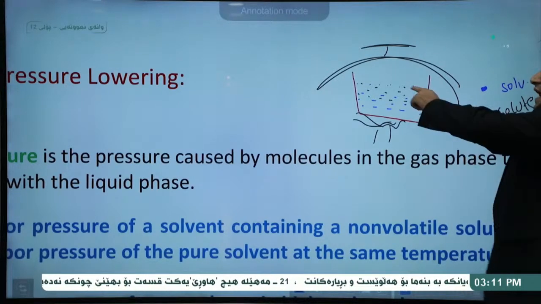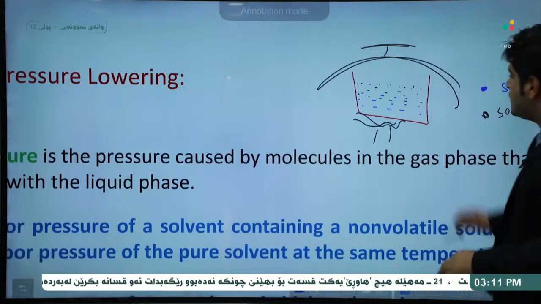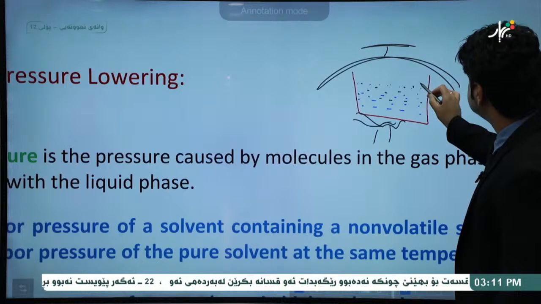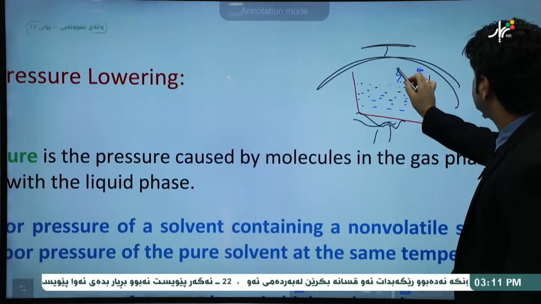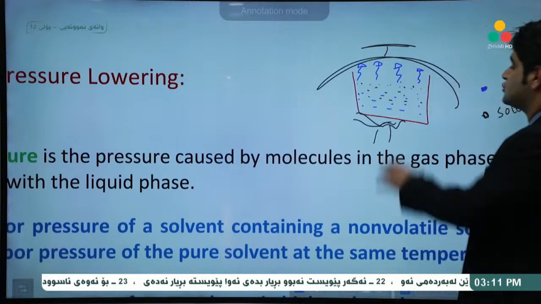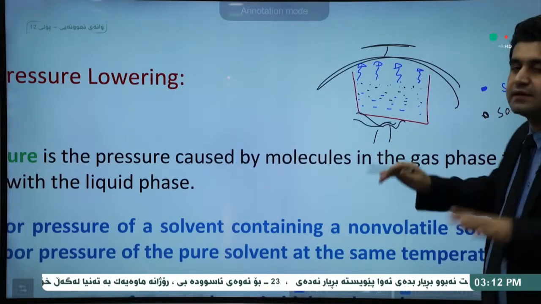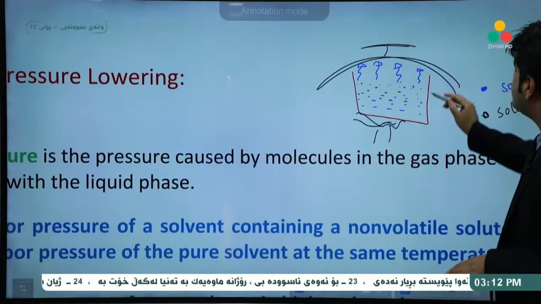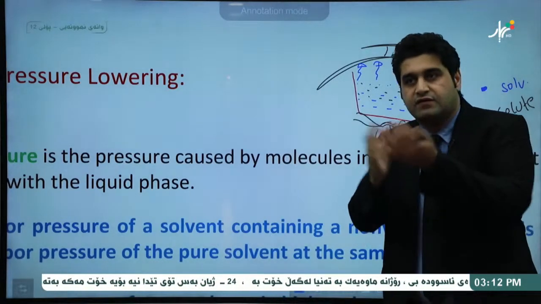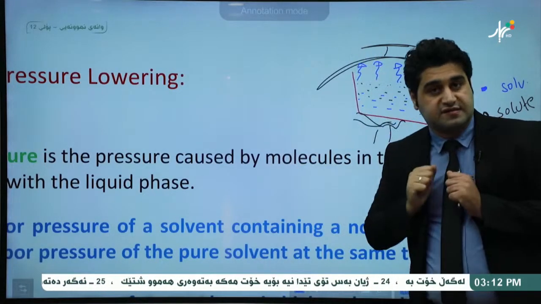Now, because the amount of solvent particles decreases, fewer particles can stay to be vapor. We have less vapor of the solvent. Why? Because we have fewer molecules of the solvent, so we will have less vapor. If we have fewer molecules, of course, fewer molecules will be vaporized.